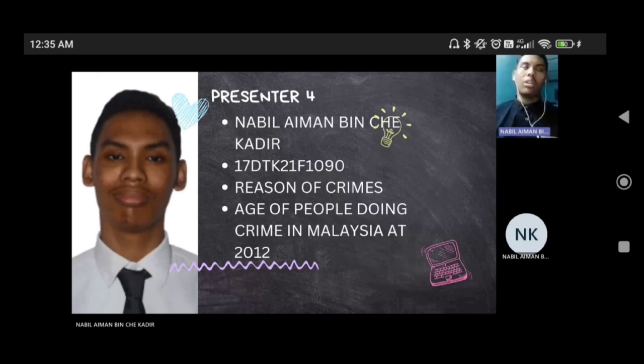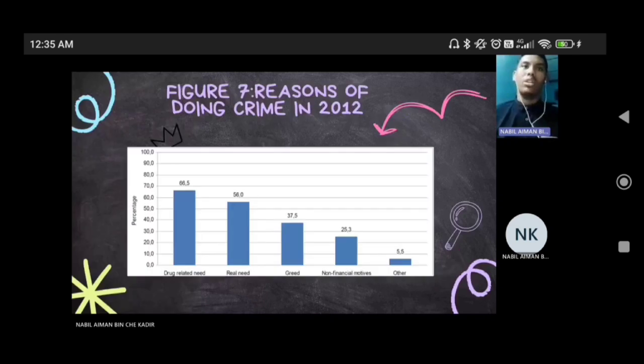First, figure 7 is shown. It is a bar graph that represents the reasons for doing crime in 2012. The vertical axis shows the percentage, and the horizontal axis is for the reason for doing crime, and the reasons are drug-related need, real need, greed, non-financial motive, and others. The highest percentage reason for a person doing crime is drug-related need at 66.5%, and the lowest percentage is others at 5.5%.